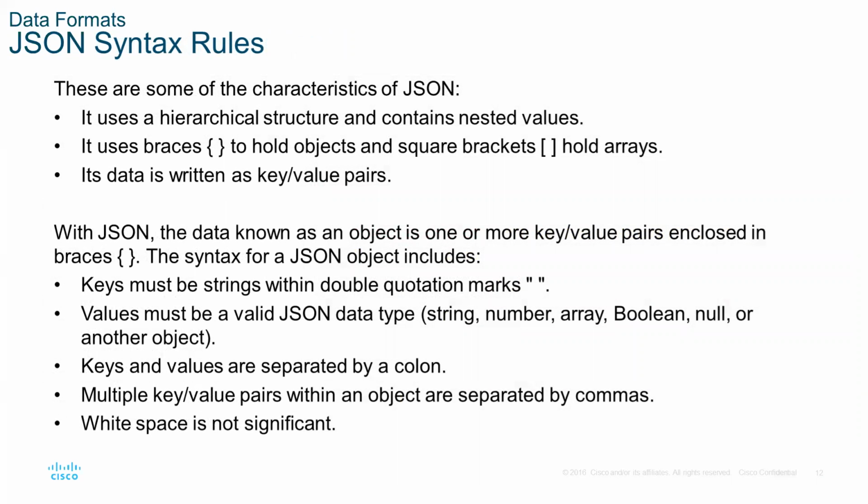Alright, so the syntax rules are hierarchical structure, and it contains nested values, and it uses the braces to hold objects and the square brackets to hold arrays, and data is written in pairs of key values. So keys must be strings with a double quotation mark. Values must be valid JSON data types, and it lists all the other types there. And the keys and values are separated by a colon. When we have multiple pairs, these are separated by commas. And white space is not significant in the data set.